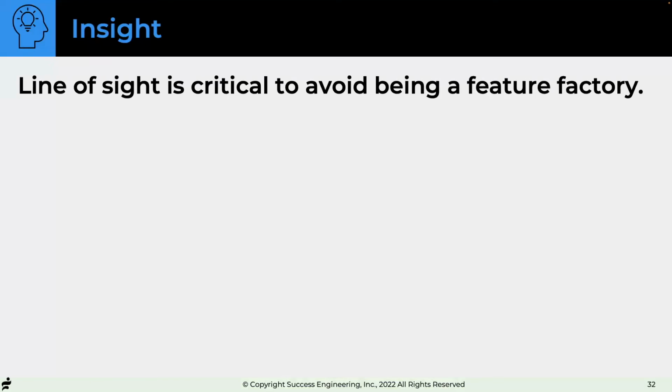Line of sight's critical. I see all the time people chastise users of Scrum saying they become feature factories. That's not what Scrum's supposed to do. Well, I don't care what it's supposed to do. What does it do? I'm a big believer in looking at evidence. Inspect and adapt means you have to look at everything, whether you like it or not.